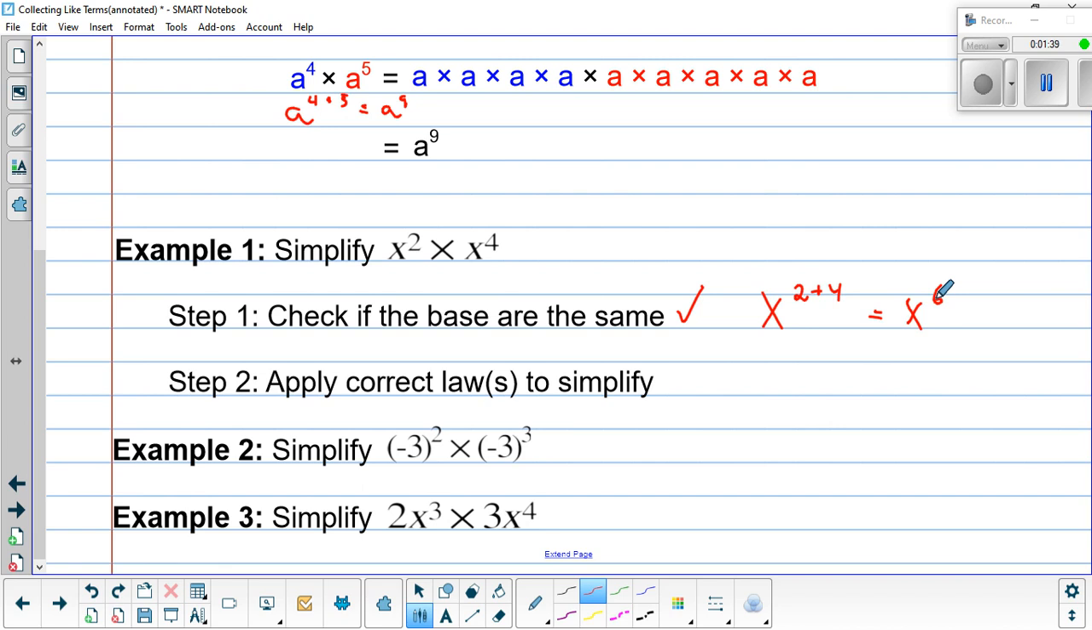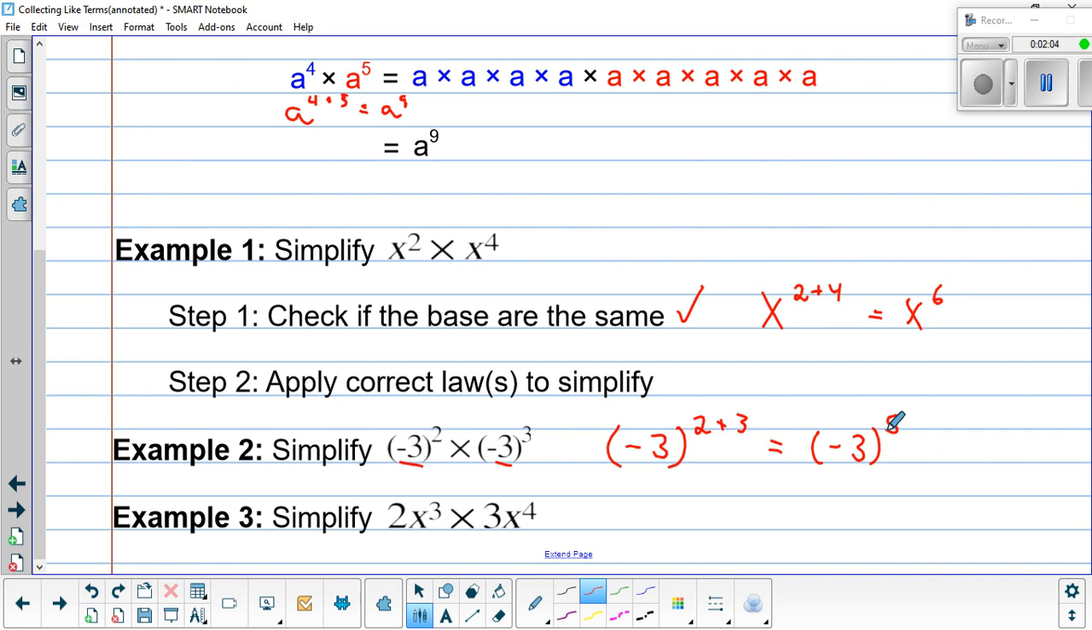Next, we have this one. Oh, well, these are numbers. Well, it doesn't matter. The same base is minus 3. So minus 3. And I put it in brackets because that means whatever the index is, it's going to apply to this negative as well. Right? So here we have minus 3, and we have 2 plus 3, so we get minus 3 to the power of 5.